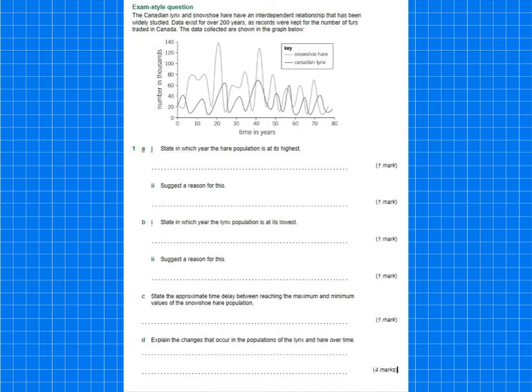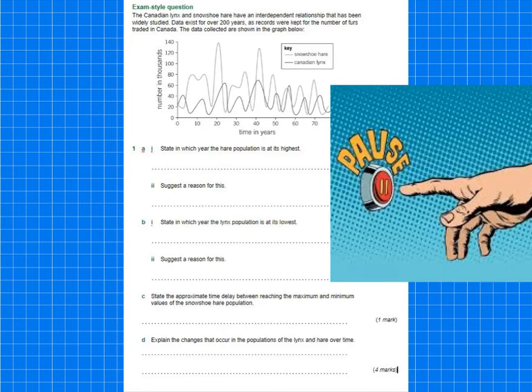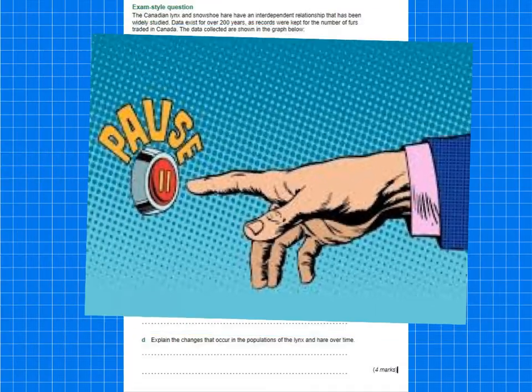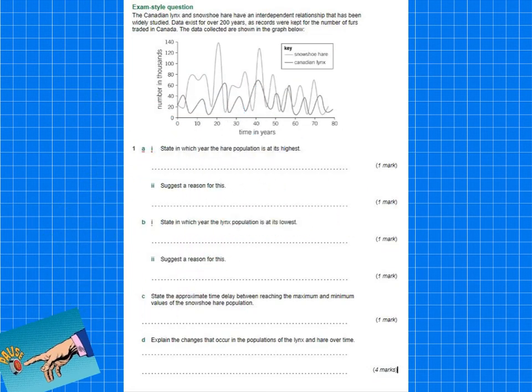This next one is an exam style question. So remember to pause. There we go. Okay, good luck. This will take you a bit longer. This should take you about 5 to 10 minutes on this one.